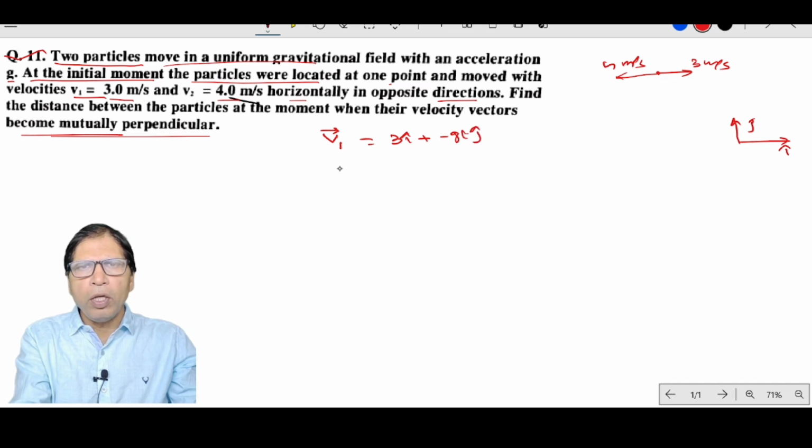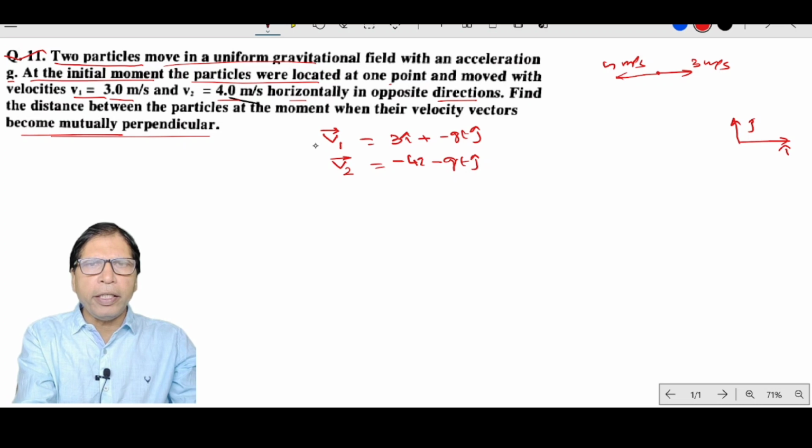No problem. And the final velocity of the second particle, v2, is equal to minus 4 i cap, because 4 is in the direction opposite to i cap, minus g t j cap. From the condition, the v1 and v2 vectors are perpendicular to each other. When they are perpendicular to each other, we have to calculate the distance between them.